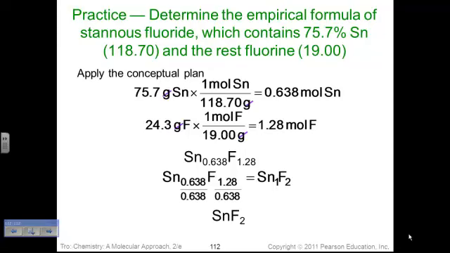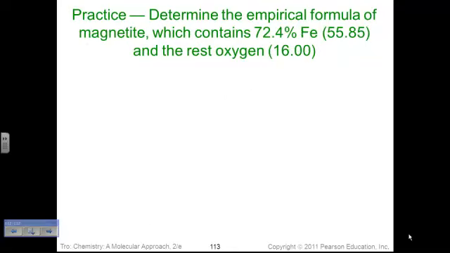SnF2, the charge on tin, plus 2, charge on fluoride, negative 1. We crisscrossed, and we can verify that the name indeed matches the formula. SnF2 is tin(II) fluoride. Common name there is stannous fluoride, from the Latin name for tin. Try another.